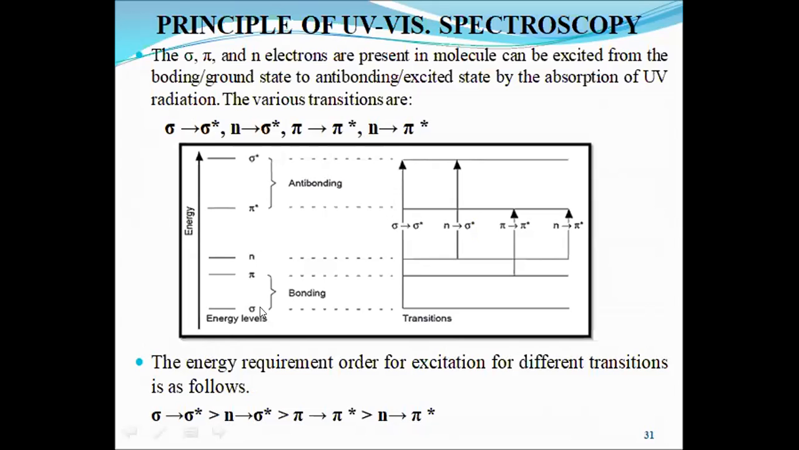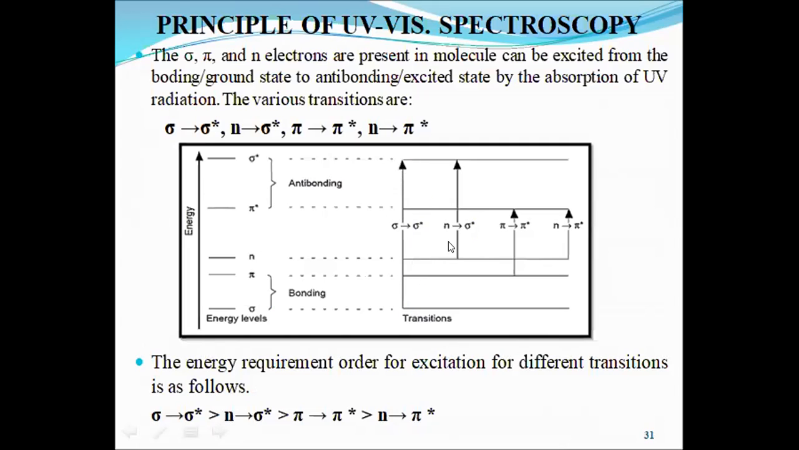So these transitions can be observed like this. The first transition which occurs is sigma to sigma star. The electrons present in the sigma bonding orbital will be transferred to the sigma anti-bonding, that is from the ground state to the higher energy state. But the transition will be from sigma to sigma star. So we can see there is a large gap, so it will require more energy.